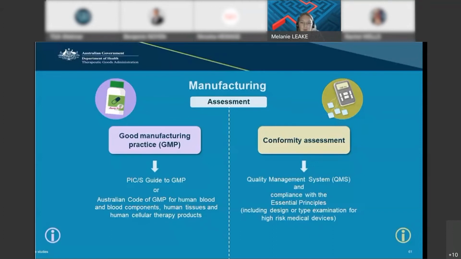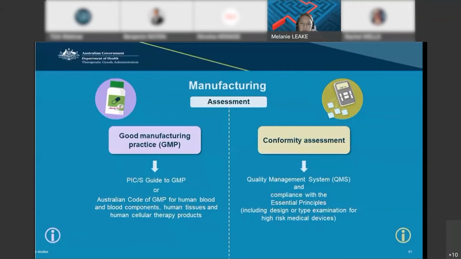For medicines and biologicals that contain live animal cells, tissues or organs, the criteria is the PICS Guide to GMP. And PICS stands for Pharmaceutical Inspection Convention and Pharmaceutical Inspection Cooperation Scheme. So a nice long one. For biologicals that are derived from human cells, tissues or blood products, it's the Australian Code of Good Manufacturing Practice for human blood and blood components, human tissues and human cellular therapy products.